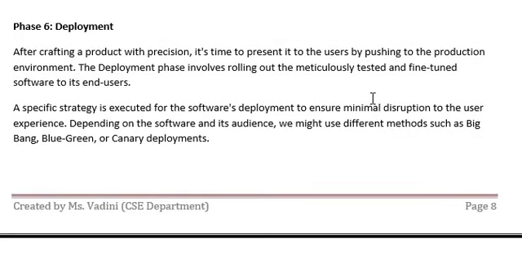Then phase 6 is the deployment. After the testing is completed, after crafting a product with precision, it's time to present it to the users by pushing it to the production environment, which we call deployment. It means that the software is being released to the intended environment.